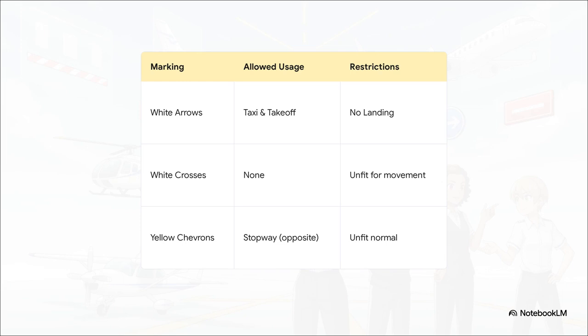So how do you know what you can and can't do? The pavement literally tells you. White arrows? That means you can taxi and take off, just no landing. White crosses? That means absolutely no aircraft movement whatsoever, period. And if you see yellow chevrons, that area is only meant to act as a stopway if an aircraft landing in the opposite direction overshoots. It is completely unfit for normal movement. Keep those three symbols straight and those exam points are in the bag.